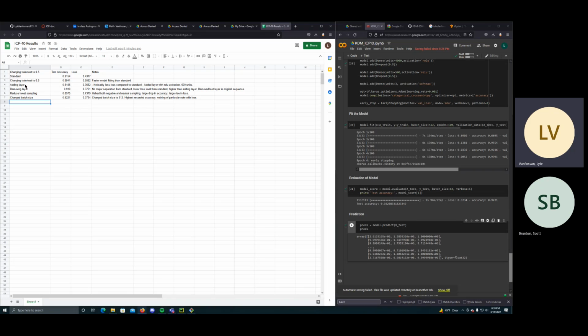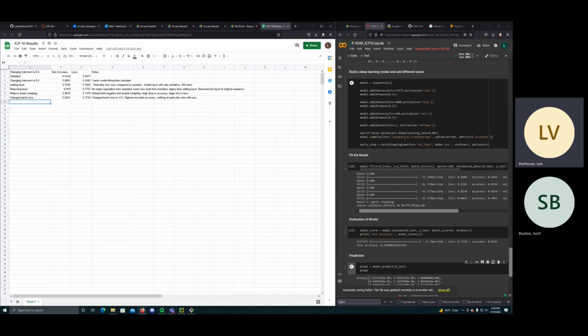The next thing was adding a layer. What we did for this was we just added another one of these dense units 500 and then activation ReLU layers. For that, we saw a pretty similar test accuracy to standard, but with a drop in the loss function.